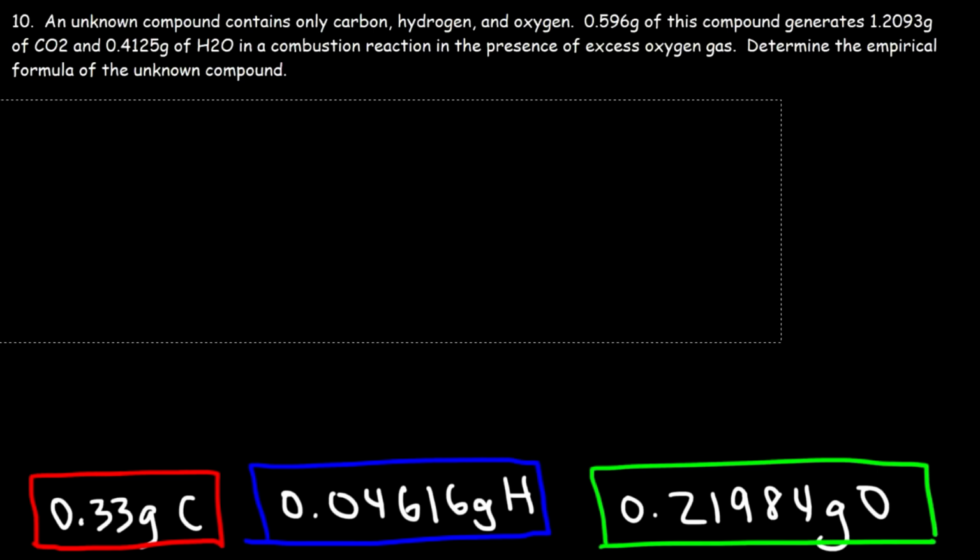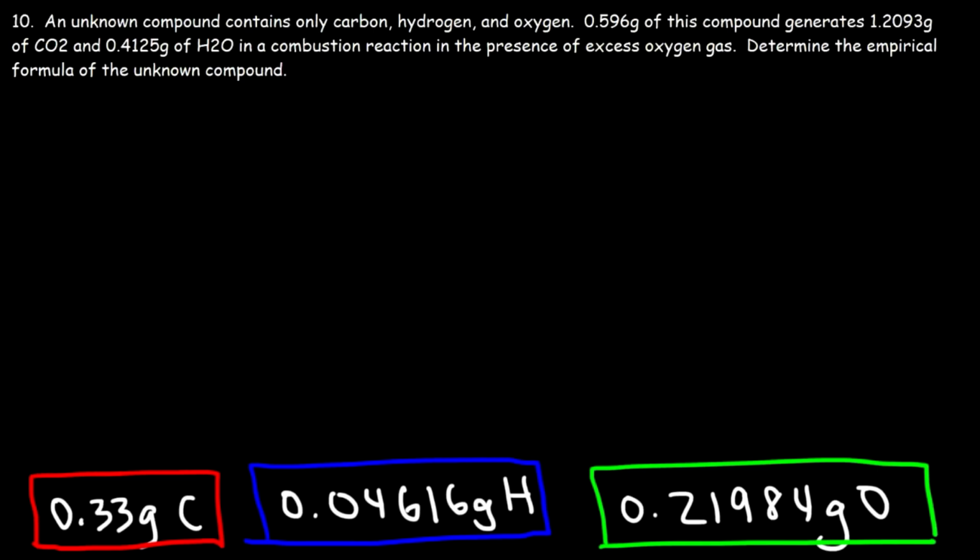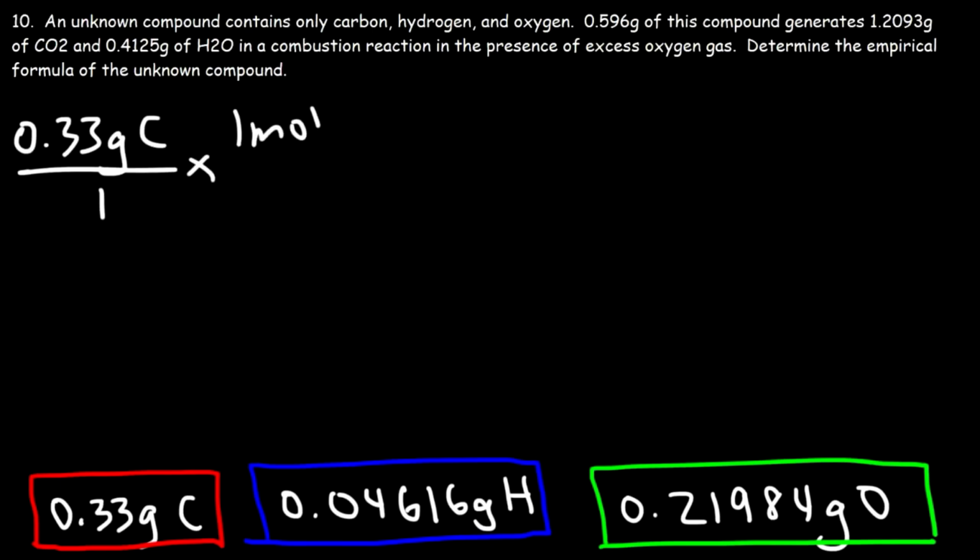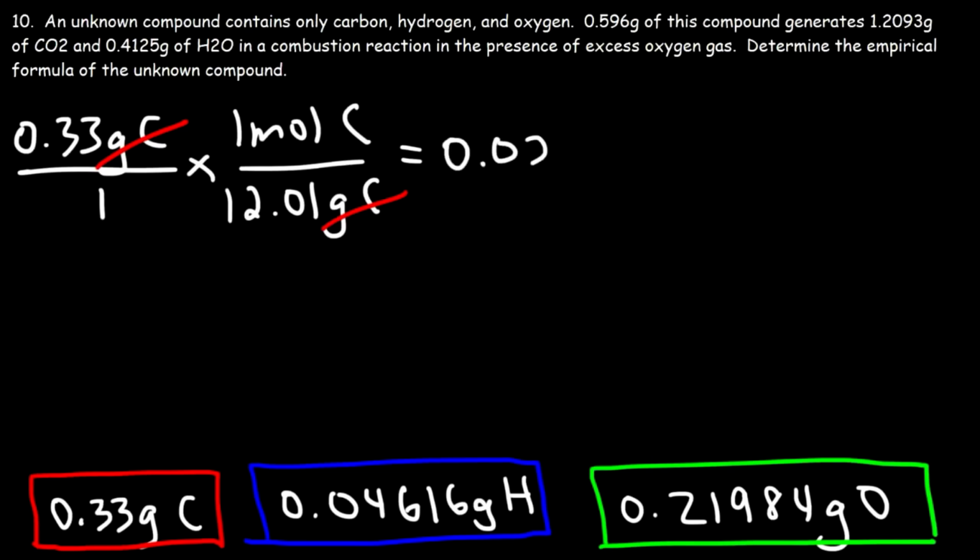Now that we have the mass of every element, let's calculate the moles of each element. So let's start with the grams of carbon, and let's convert it to moles. So the molar mass of carbon is 12.01 grams. So we have 0.33 divided by 12.01, and that's going to give us 0.02748 moles of carbon.